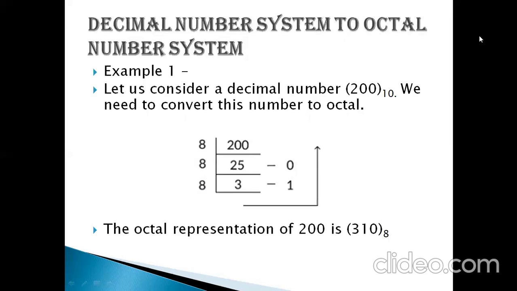So if we divide 200 by 8, we get 25 and the remainder is 0. Then we need to again divide this 25 by 8. We get 3 and the remainder is 1. So if we write it in a reverse fashion as we did in case of decimal number system to binary number system, we will get the octal representation of 200 is 310 and the base will be 8. So it is read as 310 base 8.